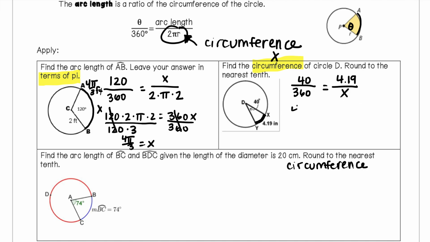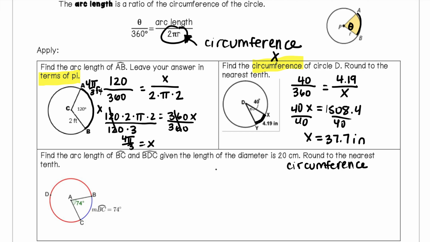We can cross multiply, so 40x will equal 150.84. Just divide by 40 on each side, and let's round to the nearest tenth, so we're left with x equals 37.7 inches squared. Or sorry, not inches squared, inches. This is circumference. We're measuring distance, so just inches, my bad.